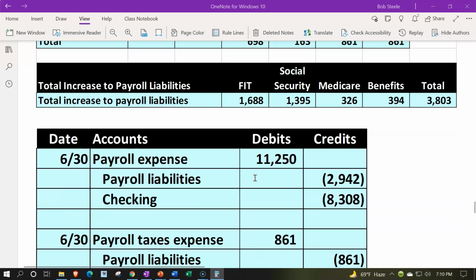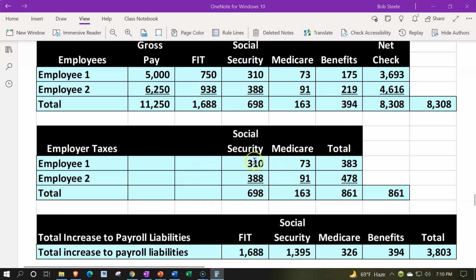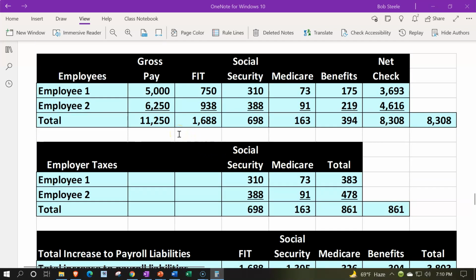Okay, so what will the journal entry look like? We're going to say the payroll expenses are going to go up by the 11,250. That's going to be the amount on the income statement. That's for the gross pay. That's for what they earned.